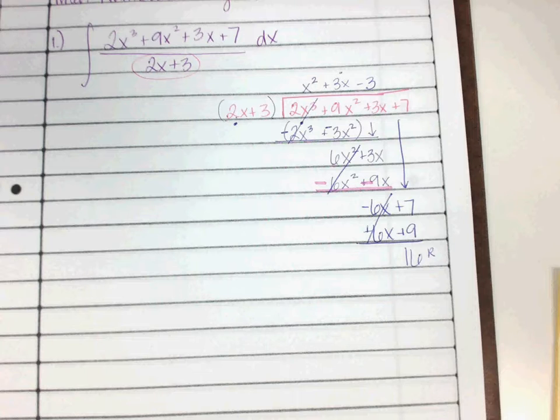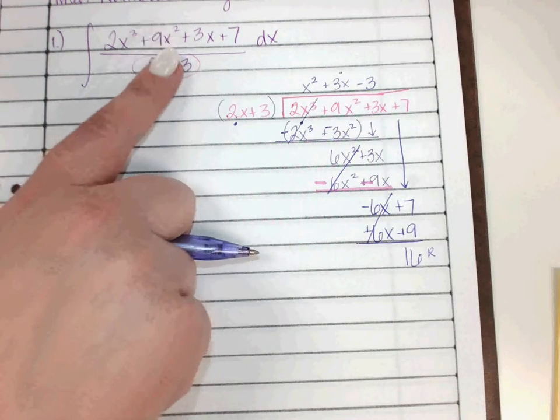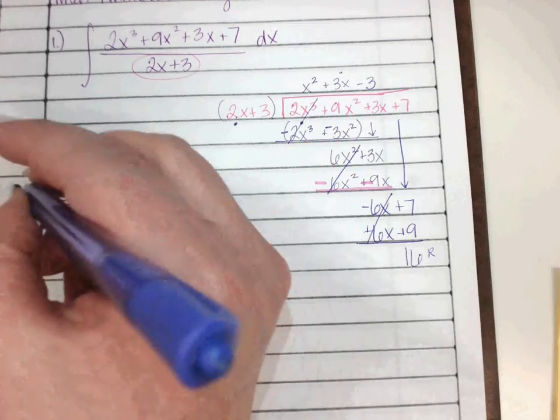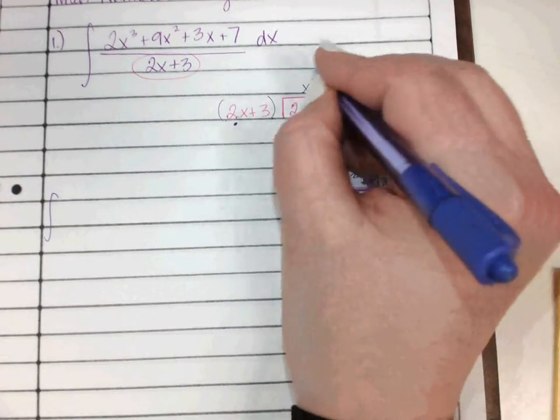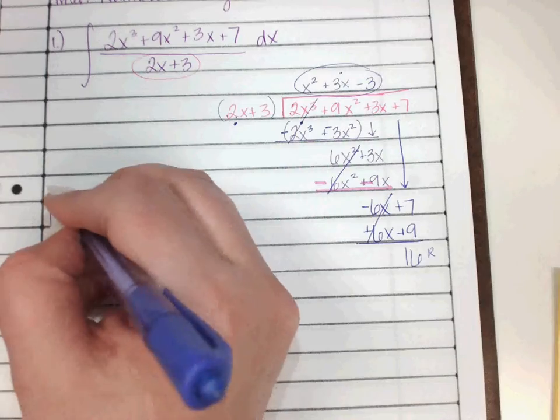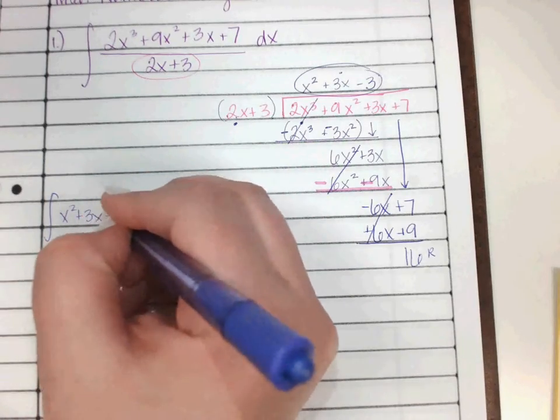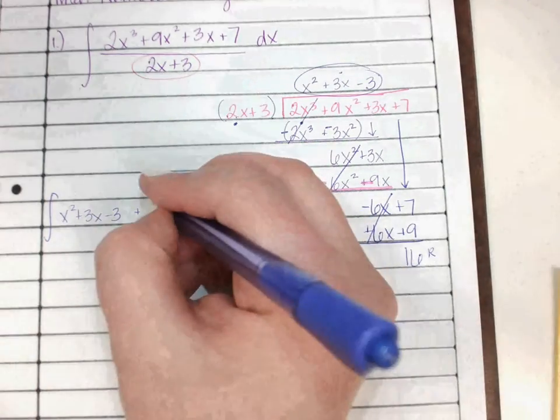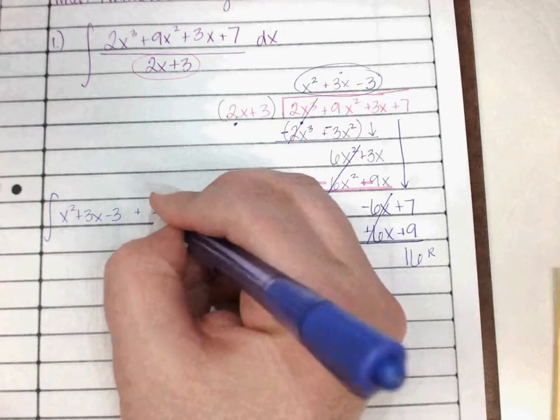So here's what my answer is. If I divide these two polynomials, I'm going to get x squared plus 3x minus 3 plus a remainder of 16 over 2x plus 3.